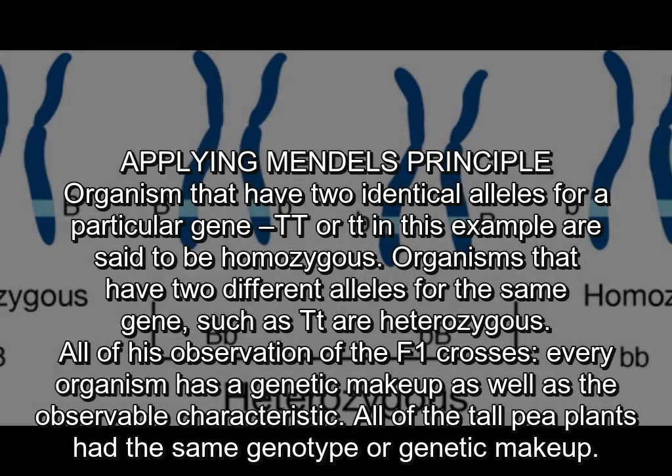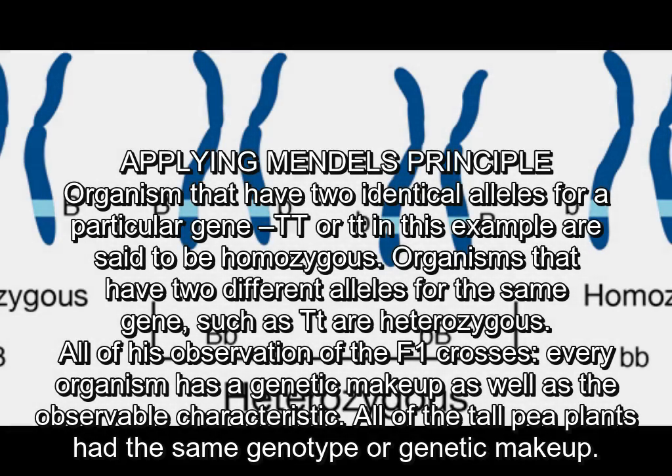Applying Mendel's principle, organisms that have two identical alleles for a particular gene, capital T, capital T or lowercase t, lowercase t in this example, are said to be homozygous. Organisms that have two different alleles for the same gene, such as capital T and lowercase t, are heterozygous.